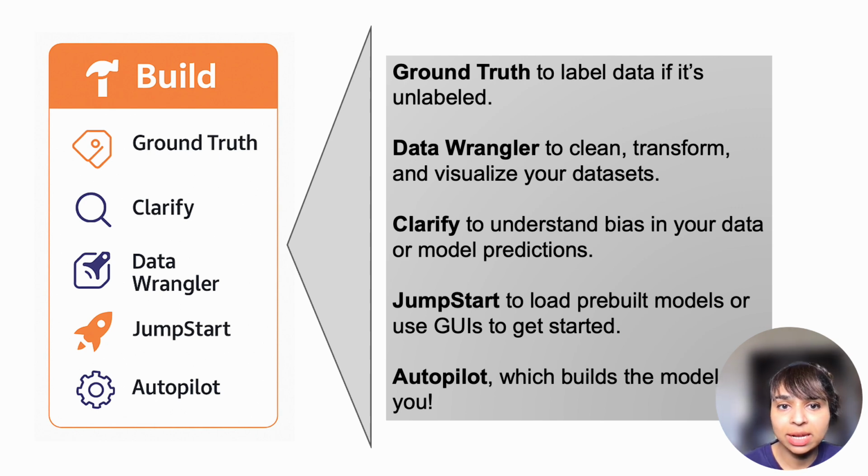The second one is Data Wrangler. It's like your data cleaning and transformation station. You can explore your data, filter columns, normalize values, join data sets, all with a few clicks. No Pandas script, no Jupyter loops, just point, click and clean. The third one is Clarify. Clarify is like your quality control.